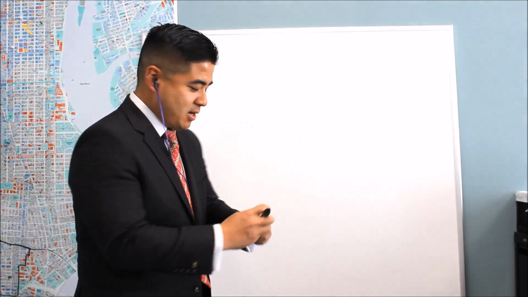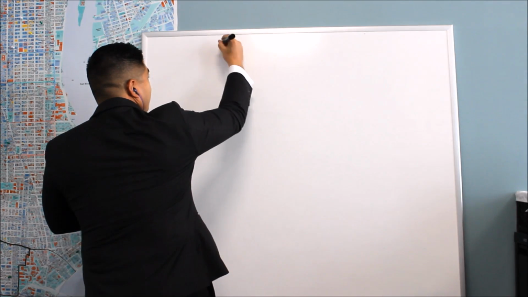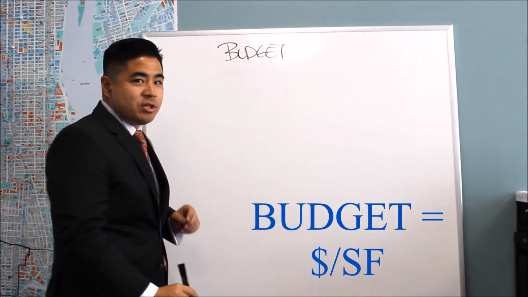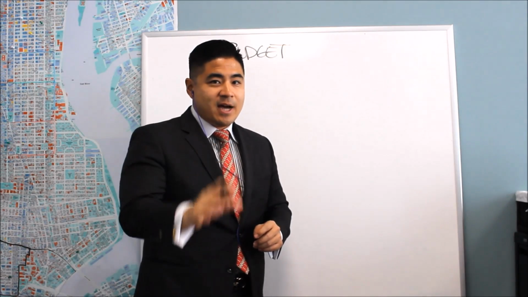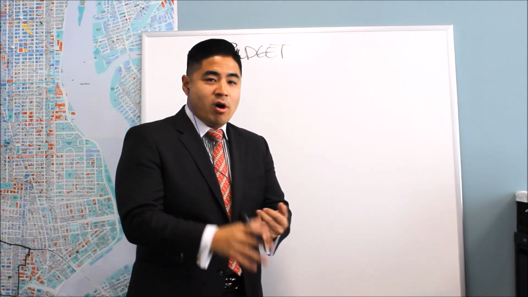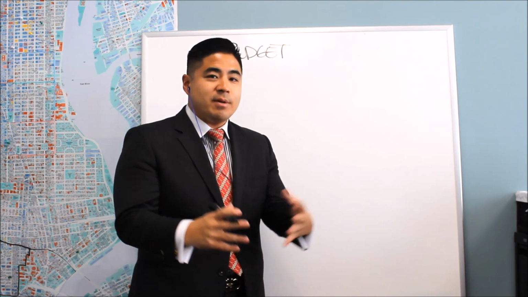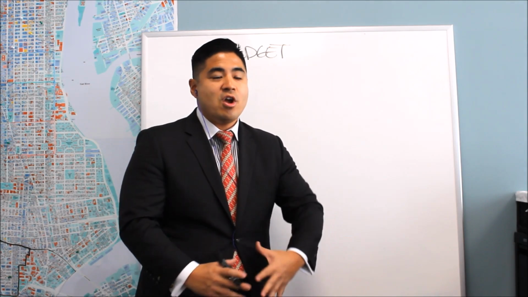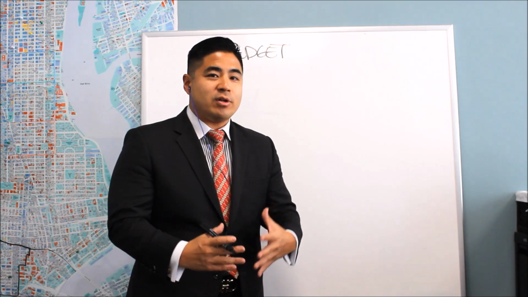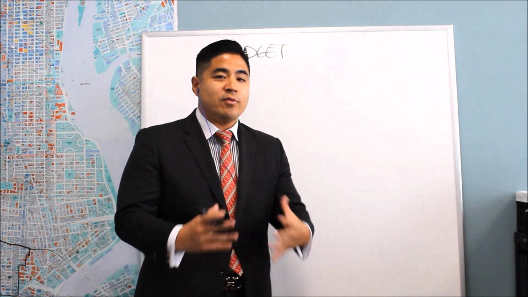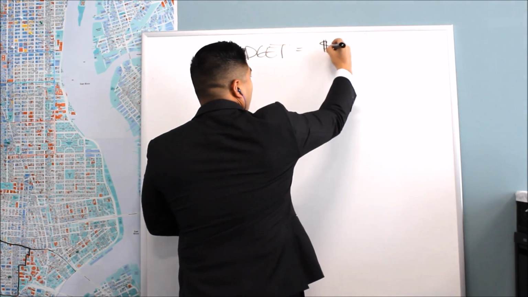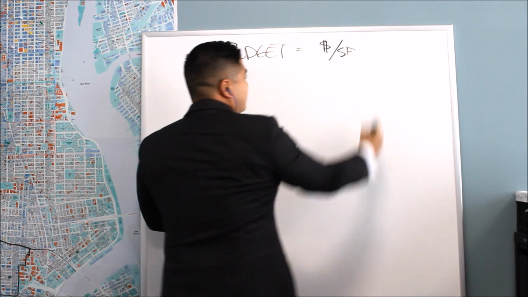So the first thing that you have to know is your budget, and the budget in New York is calculated on a per square foot basis. It is not done on a monthly rent. Now this is for office space or retail space. If you rent an apartment, it's done $3,000 a month, $4,000 a month. For office space, it's calculated in dollars per foot, or for retail, it's dollars per foot. So that's the main difference. So you have to know what your dollar per square foot basis is.